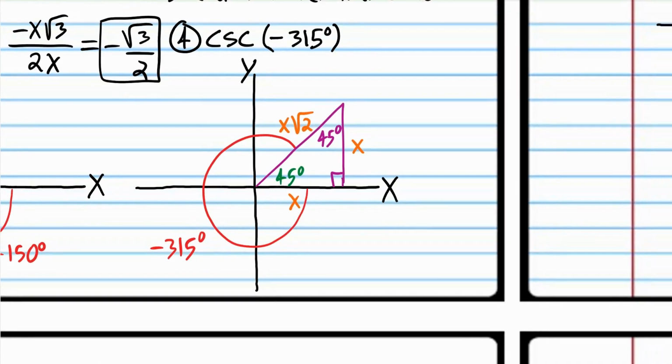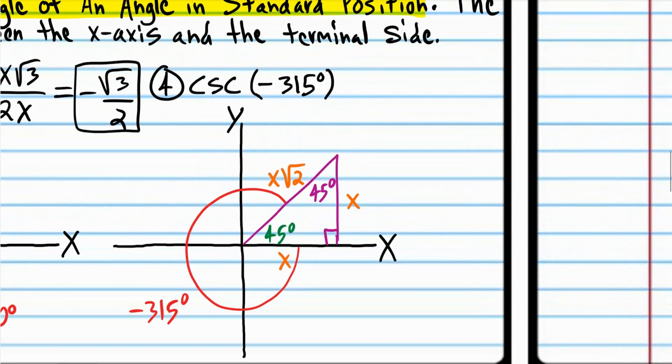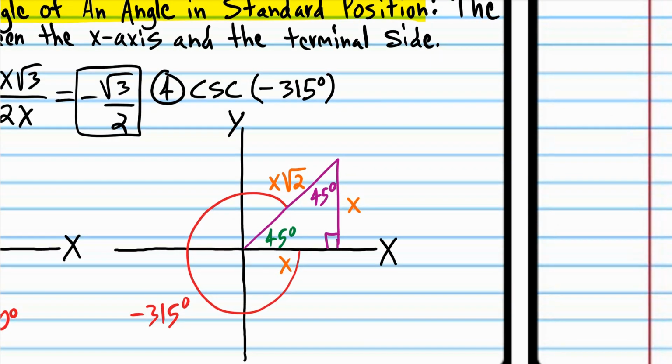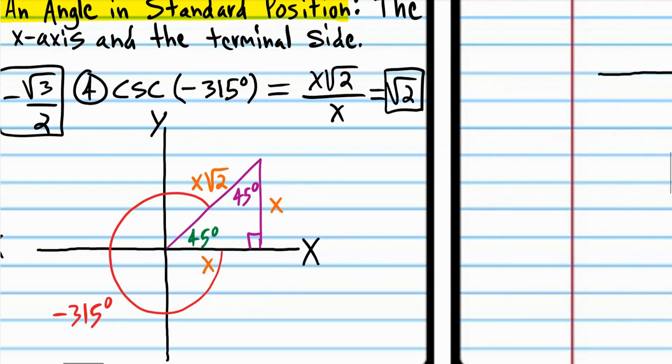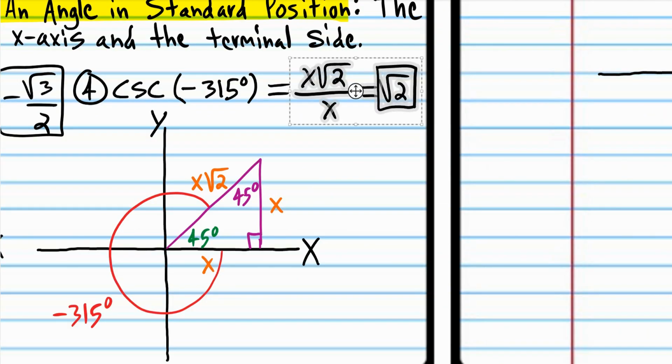So both of those legs of the right triangle are positive because it's in the first quadrant. The adjacent side is to the right of the y-axis. The opposite side is above the x-axis. And cosecant is defined as the hypotenuse divided by the opposite side. So the answer is root 2. So there you go. So as you can see, this is pretty easy.